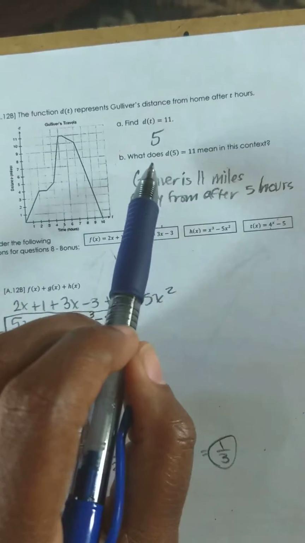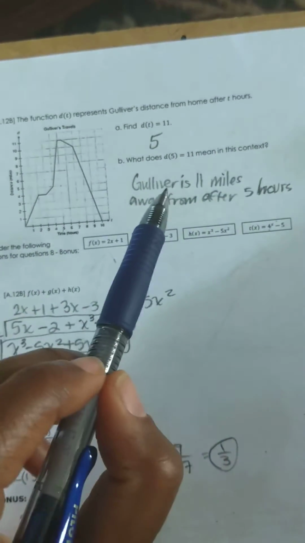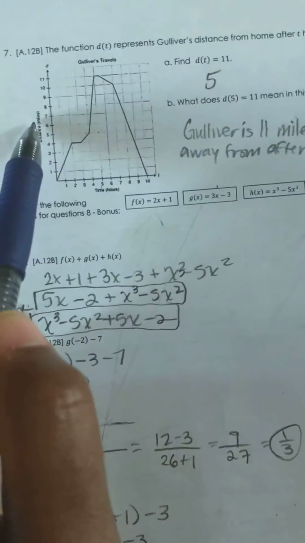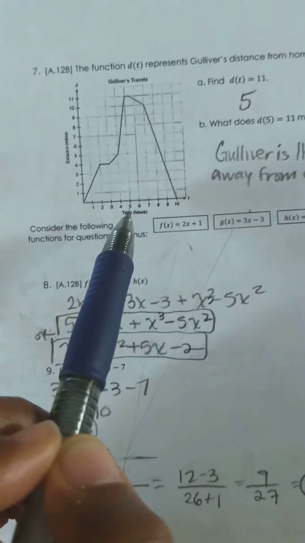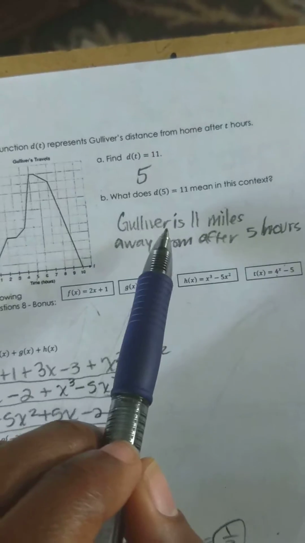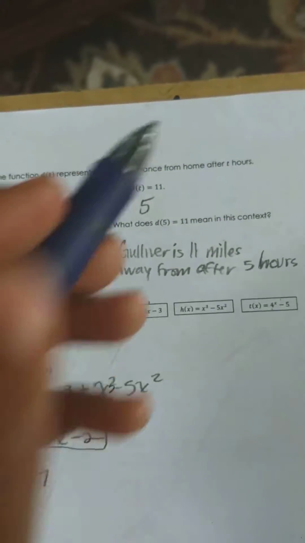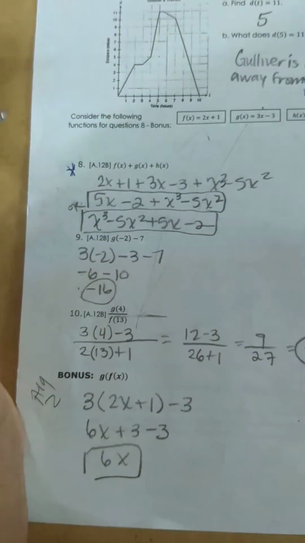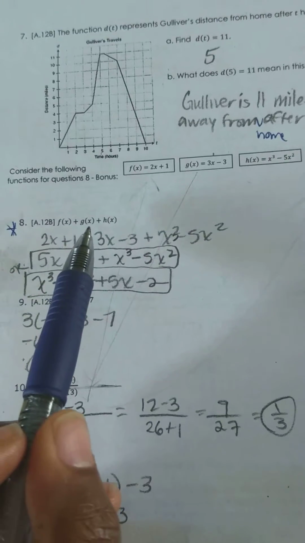I was like, man, but what does d of 5 equals 11 mean in this context? That's where you say, okay, well, let me read the title. It's talking about Gulliver's Travels, and the axis here is about the distance in miles, distance in time in hours. So he traveled 11 miles, or he's 11 miles away from home, after 5 hours.